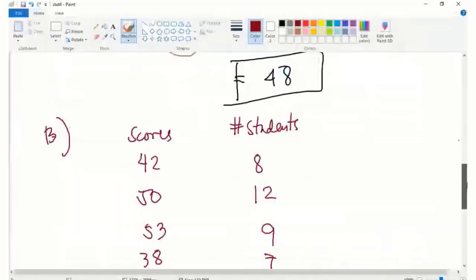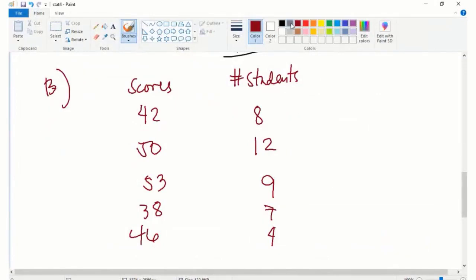Now, looking at it this way, meaning all of this is like your probability distribution, no? So 8 out of 40 students got 42 points. 12 out of 40 students got 50. 9 out of 40 got 53. 7 out of 40 got 38. And then 4 out of 40 got 46 points, no?